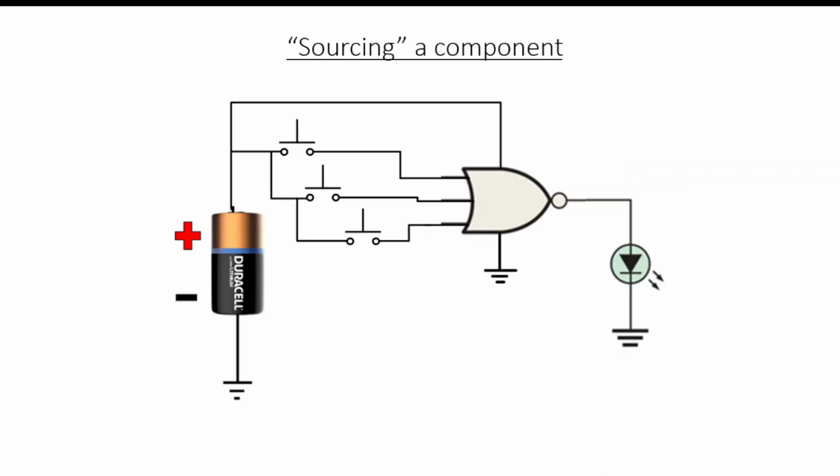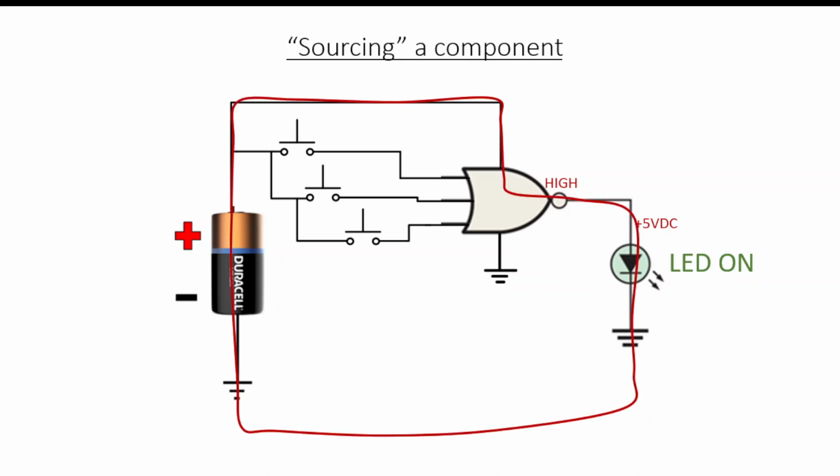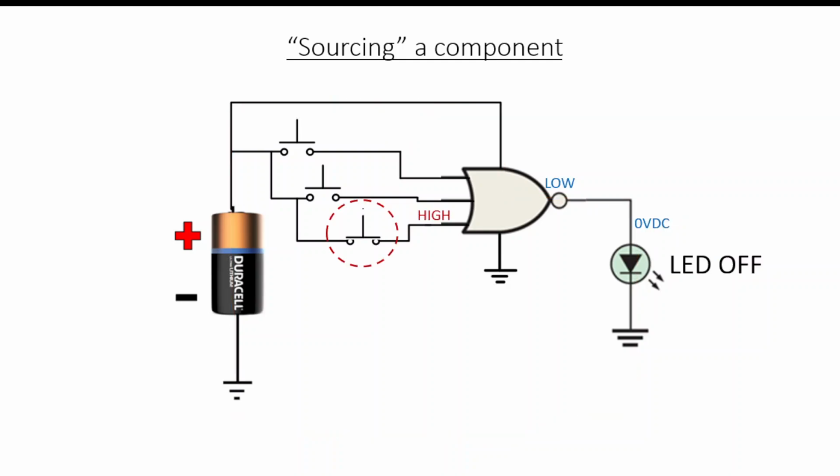Well, let's see this in operation. Right now, my output should be high. That's because I don't have any inputs that are high and I've got a negation. So that means that with 5 volts applied to one side of the LED, the other side should then have a connection to ground and the LED should be on. If I were to press one of the push buttons, let's say the lowest one, I would cause a high signal and that would then result in a low coming out from the output and the LED turning off.